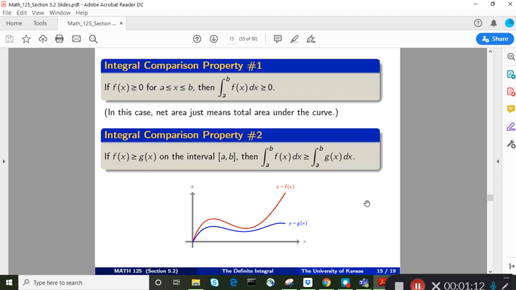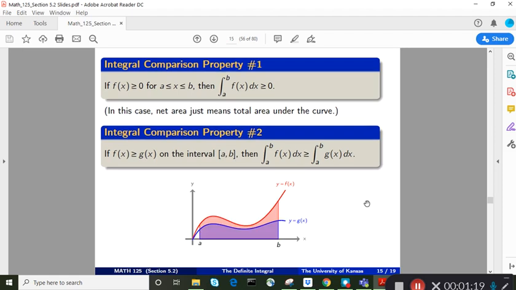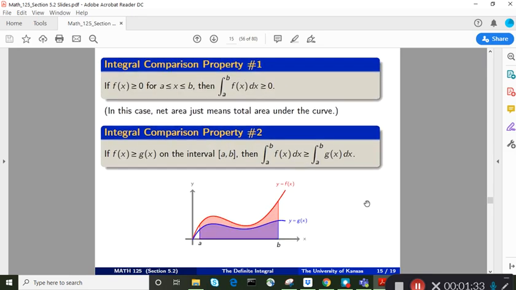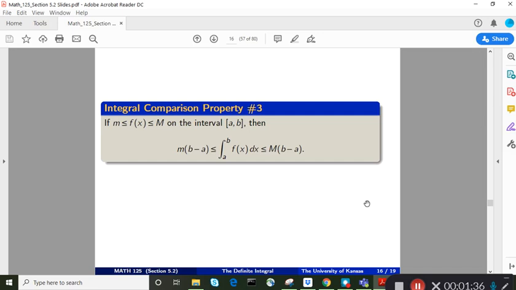And so look at the two functions down there. f is standing above g all the time. Look at the area under f, that pink area. The pink area is bigger than the blue area. So there's a pink area and then the blue.